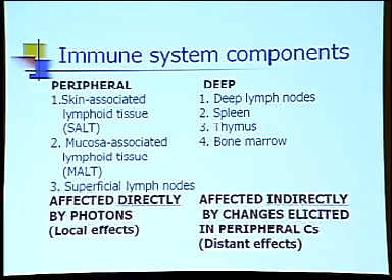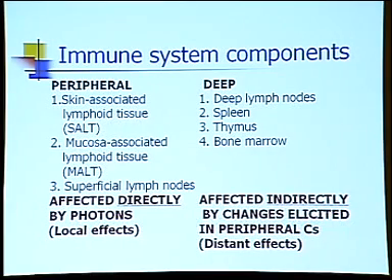If we think about the immune system now, we'll move from nerves to the immune system. Anatomists divide it into peripheral and deep. The peripheral are those bits that are very close to the surface. So we have two lovely acronyms, SALT and MALT. SALT, those are the skin-associated lymphoid tissue components. MALT, mucosa-associated ones. And there's also superficial lymph nodes.